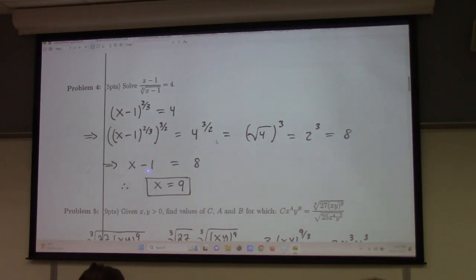So you get x equals minus 1 plus or minus 8, which gives you either 9 or minus 8 plus 1, which is minus 7. And you can check it out. Minus 7 works for this as well, because the cube root of minus 8 is minus 2, and minus 7 minus 1 is minus 8. Minus 8 over minus 2 is also equal to 4.